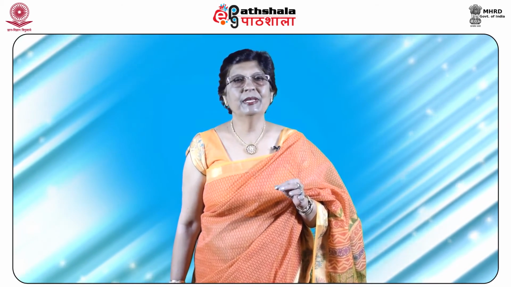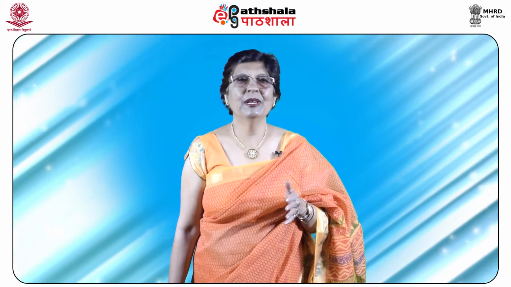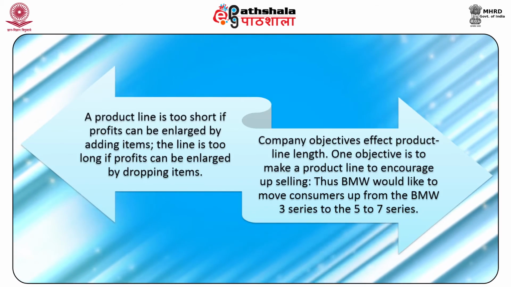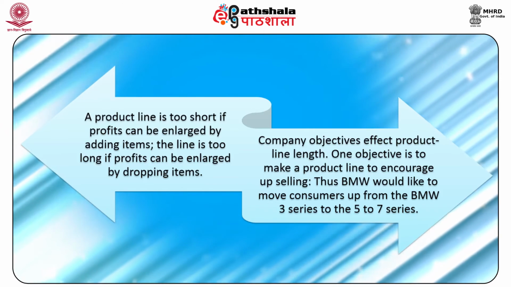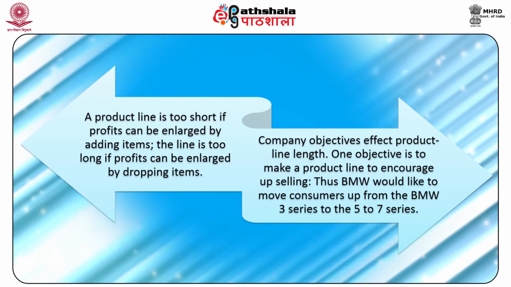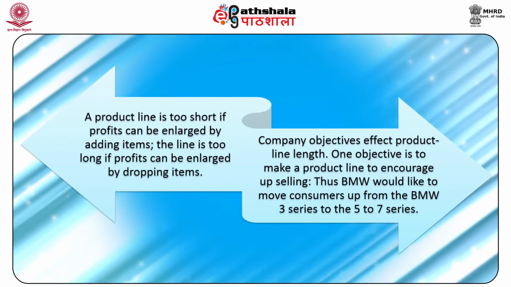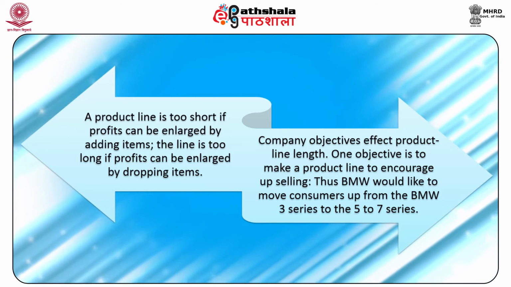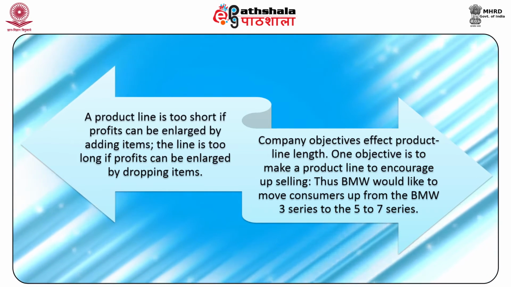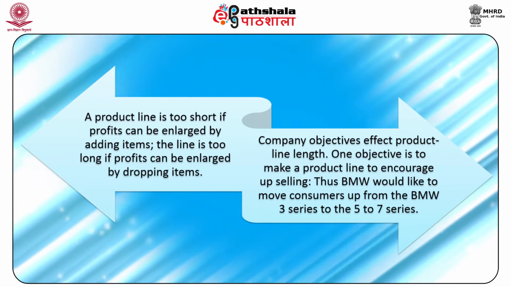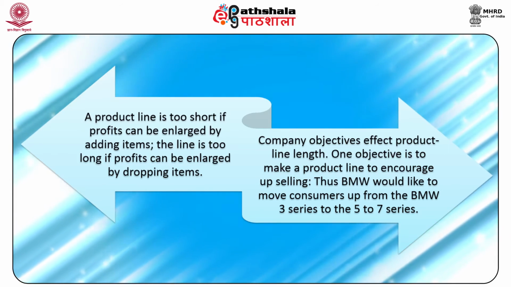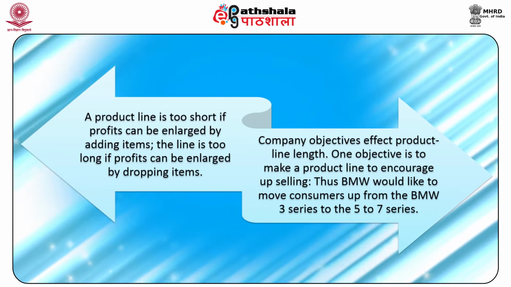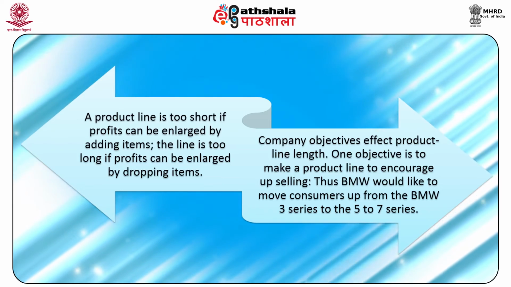The following points need to be considered about a product line. 1. A product line is too short if profits can be enlarged by adding items; the line is too long if profits can be enlarged by dropping items. 2. Company objectives affect product line length. One objective is to make a product line to encourage up-selling. Thus, BMW would like to move consumers up from the BMW 3 Series to the 5 to 7 Series.